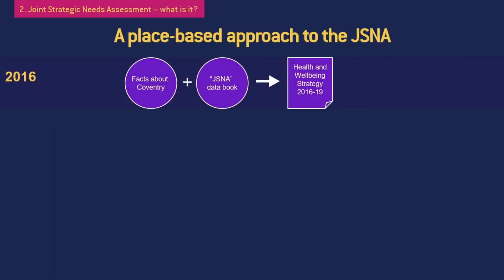So in a way, the JSNA is almost the first use case scenario for the Citywide Intelligence Hub. The JSNA is really about finding what life is really like for Coventry people. In 2016, we did so by collecting lots and lots of data and indicators about Coventry, and we put them into a big data book. It's a data book of around 120 pages, and that was used to inform the health and wellbeing strategy in 2016.